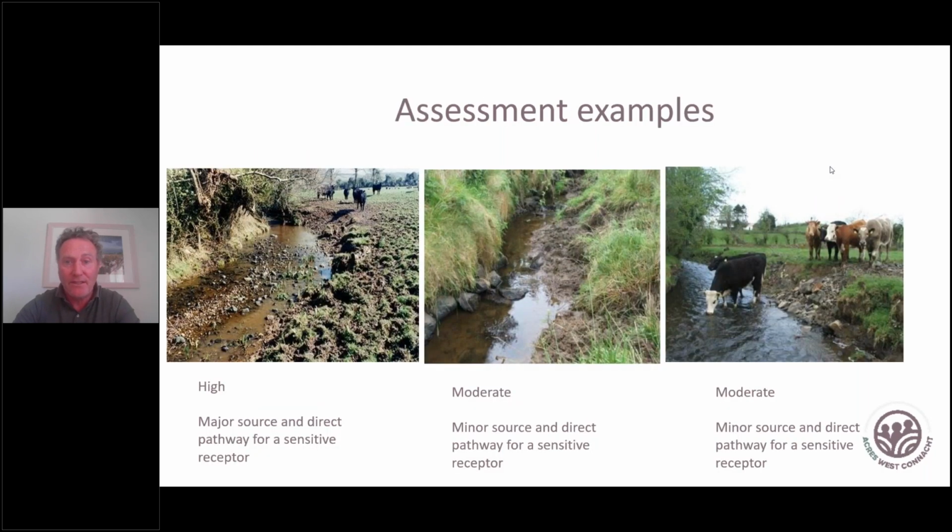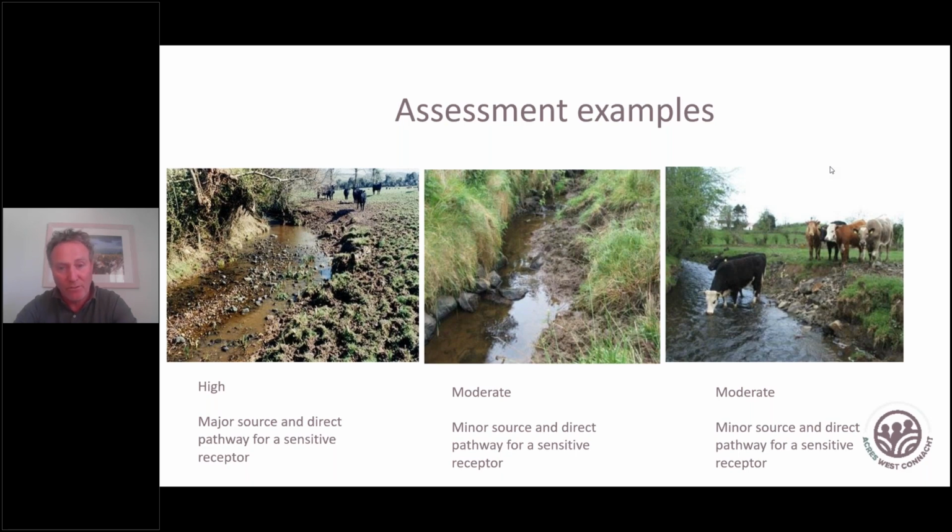Just some examples of assessment examples. The one on the left there, look, it's extensive erosion along a little stream. Animals have pure access. You can see the sediment is sitting on the bed of the stream. Any bit of increased flow, well, that's all going to get transported further downstream to the lower watercourses. So there you've got your major source and a direct pathway. The animals and the erosion is right there in the stream itself.